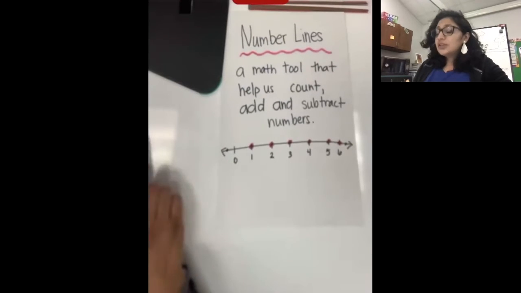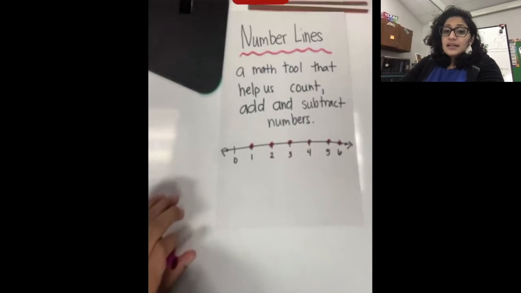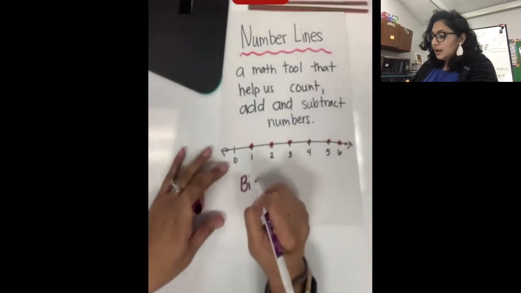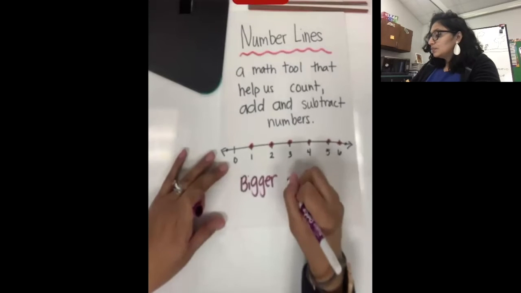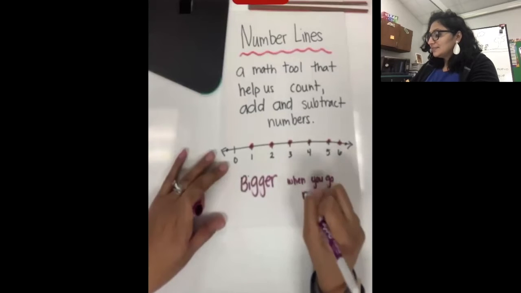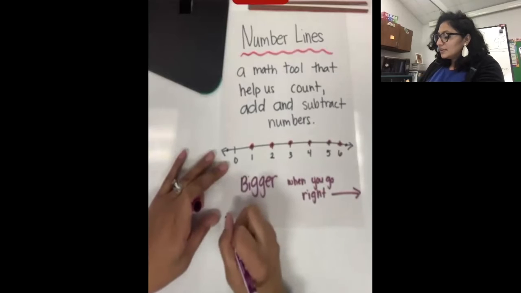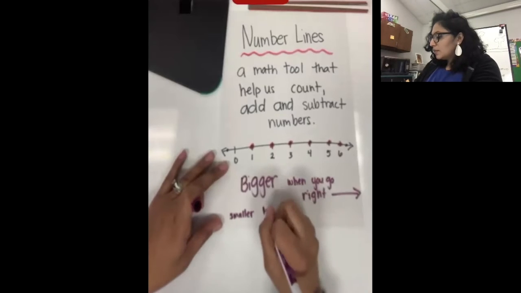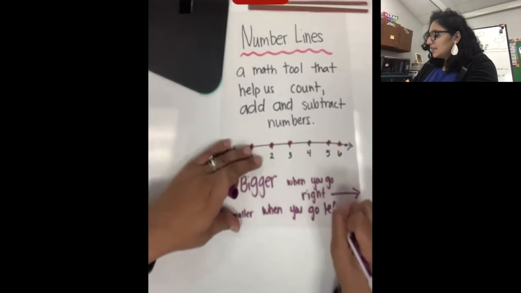Friends, I also want to tell you something really cool about these number lines. The number line is a set of numbers that are bigger when you go right. That's this way. And they are smaller when you go left, and that's this way.